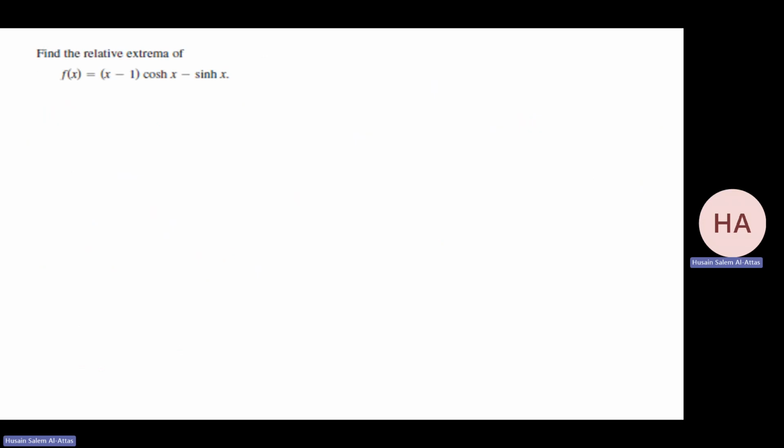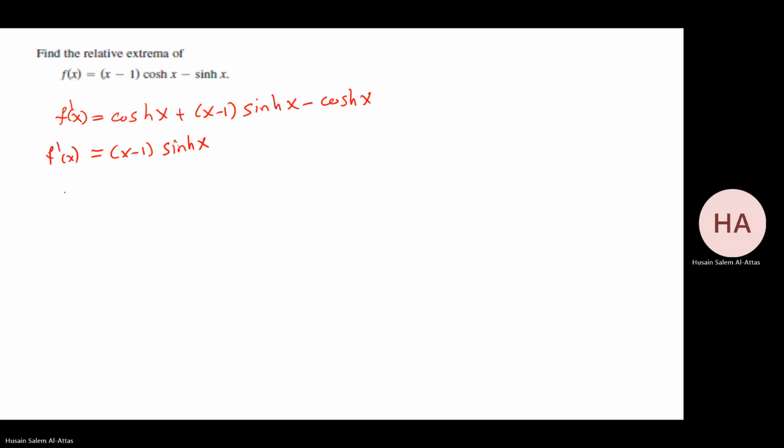Okay, that's it. Now find the relative extrema, which I need to find the derivative and check the critical numbers, check if there is a change in the sign of f prime or not. So I have f prime, product rule, derivative of the first one times the second, plus x minus 1, derivative of cosine hyperbolic, which is sine hyperbolic, minus cosine hyperbolic. That gives me x minus 1 times sine hyperbolic x. That will be f prime.